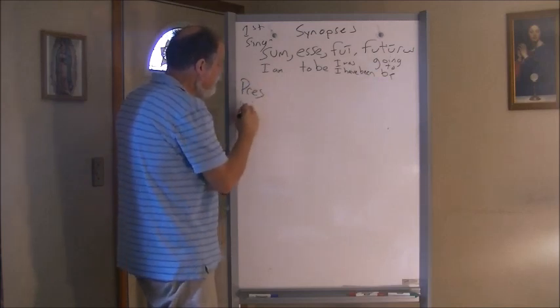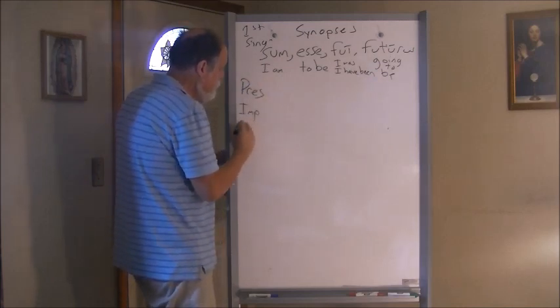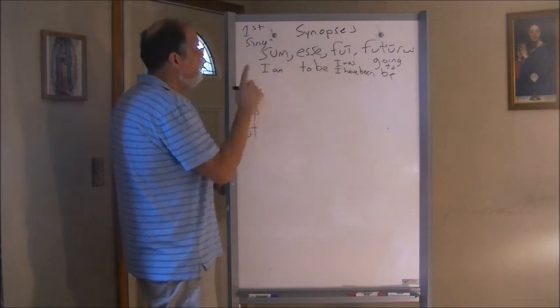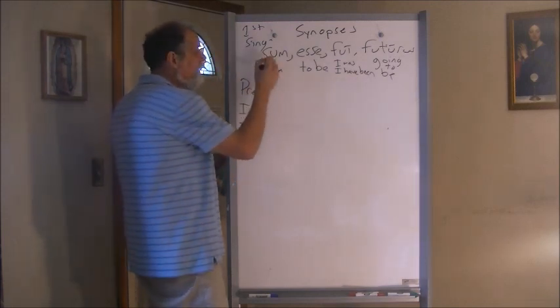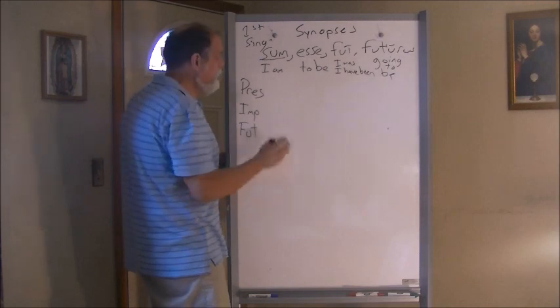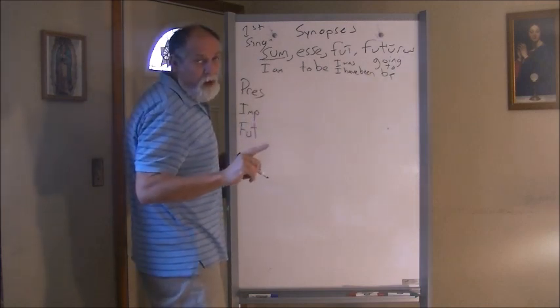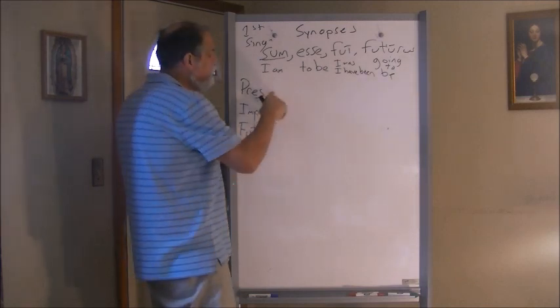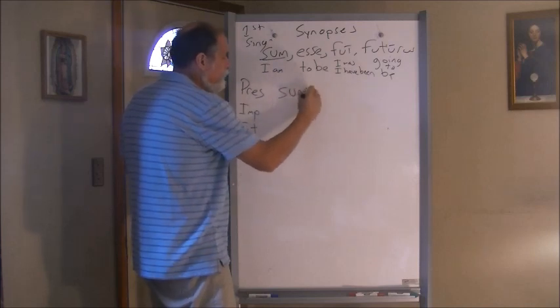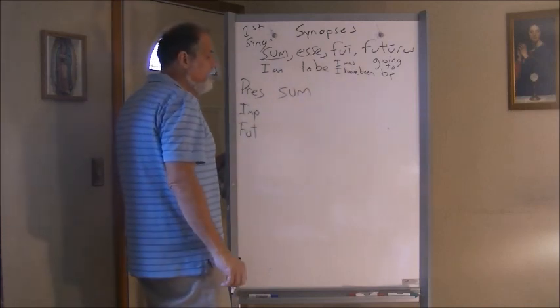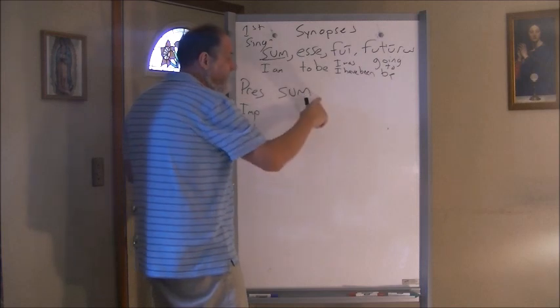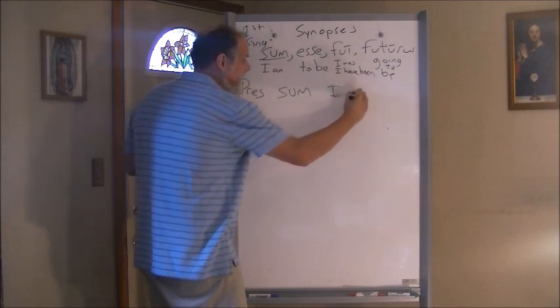So we'll do the same thing here. We have the present, the imperfect, the future. And we're doing first person singular. So voila, here it is. Sum, right there. Because I always give you the principal parts when you're doing this, all right? So you should have sum. That is your first person singular active, right? And the translation is "I am."